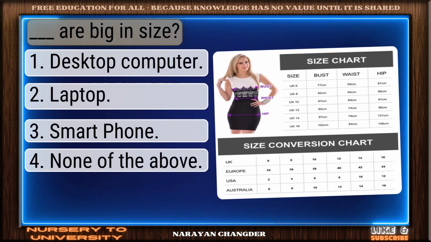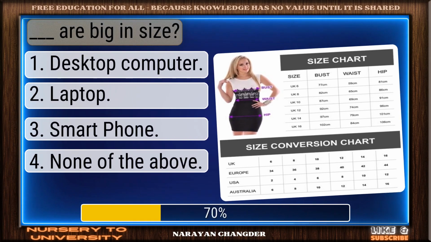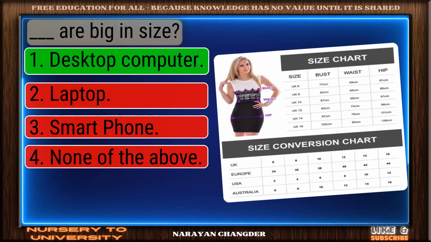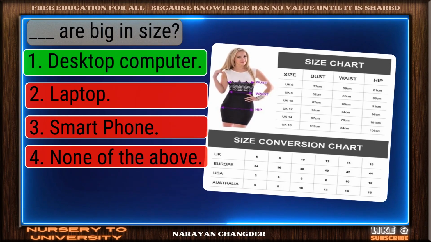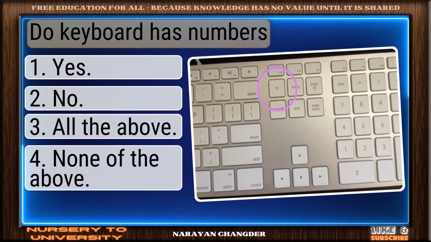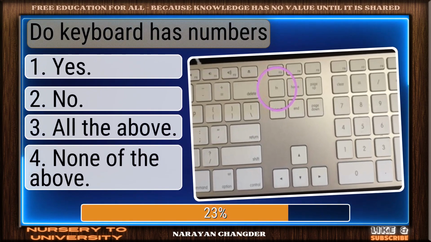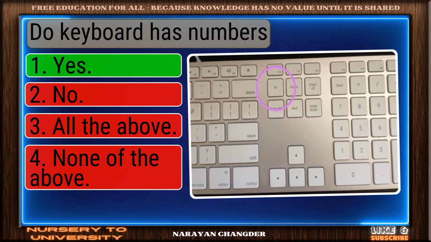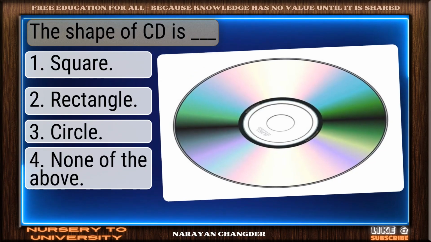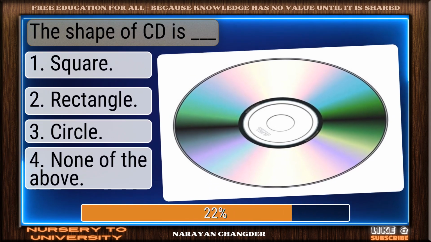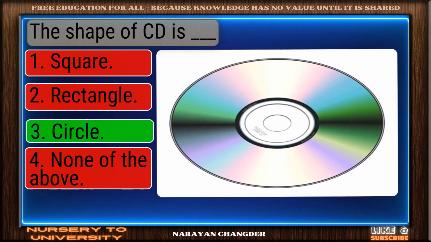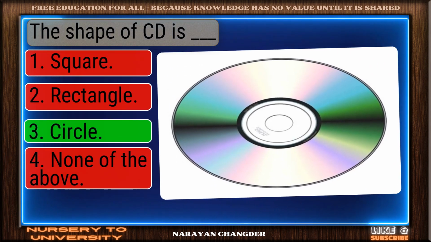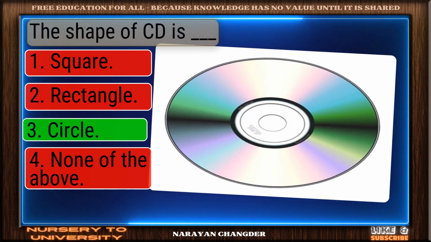Dash are big in size. Excellent choice. Desktop computer is the right answer. Does keyboard have numbers? Well done. Yes is the right choice. The shape of CD is dash. Right again. Circle is a valid answer.